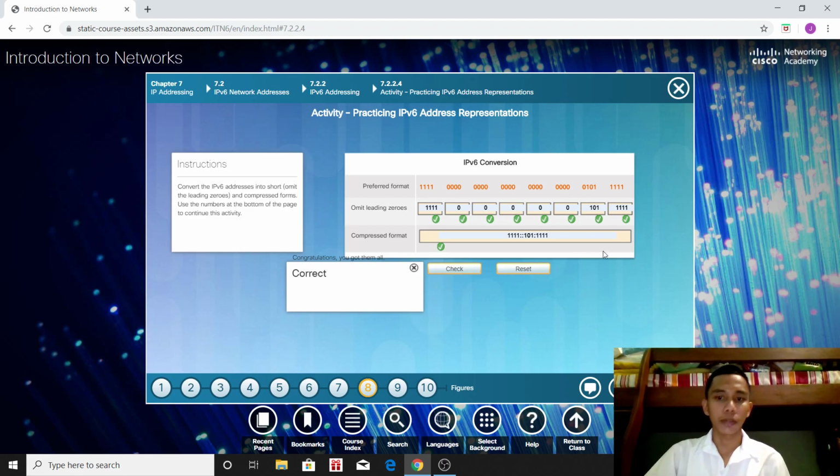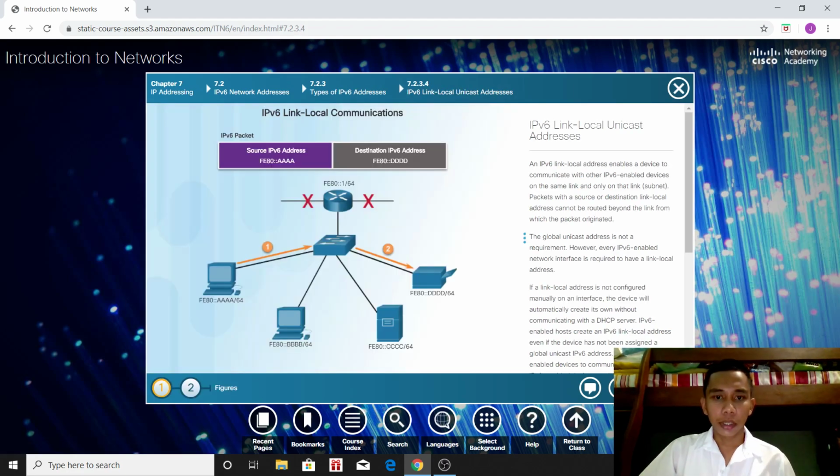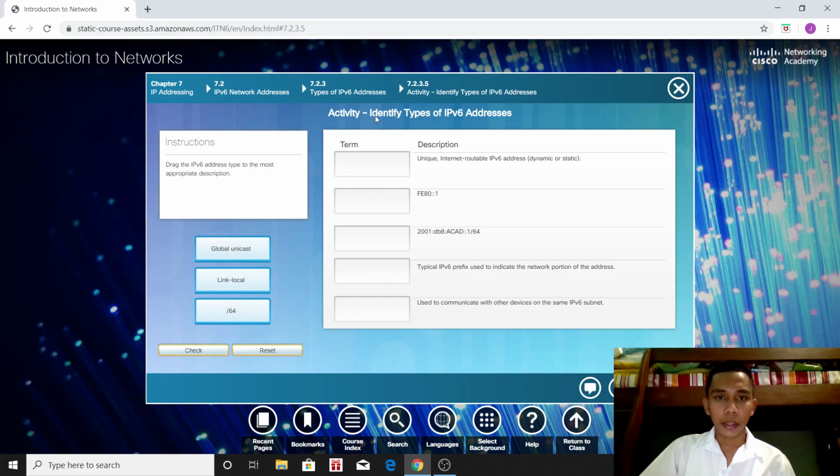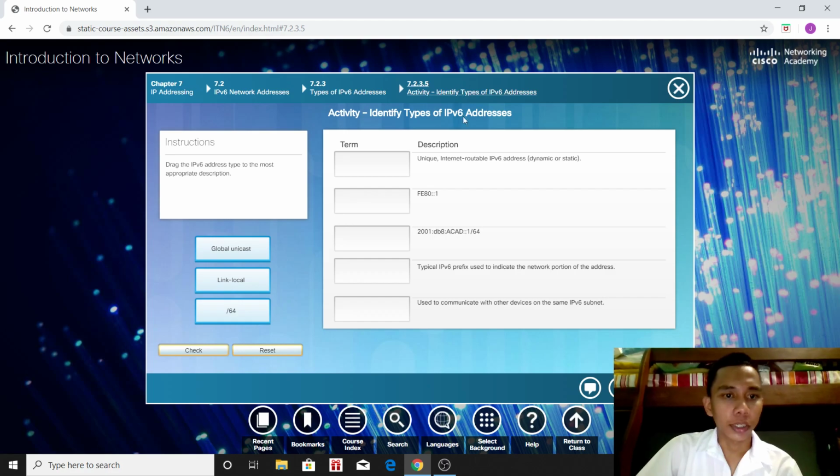So let's proceed to the next activity in chapter 7, which is identify types of IPv6 addresses. So the instruction is drag the IPv6 address type to the most appropriate description. So 3 terms and descriptions here.